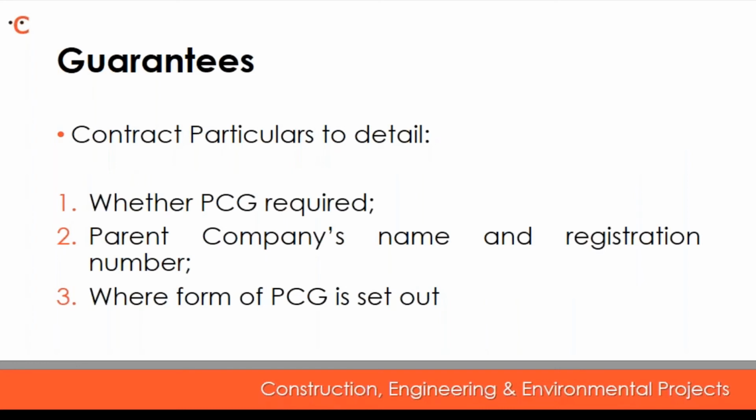Moving on to guarantees now. The contract particulars, again, is where we start out, and within there you're going to need to detail, firstly, obviously, whether or not a parent company guarantee is required. If so, you're going to want to say the parent company's name and their registration number, and lastly, where the form of parent company guarantee is set out. Once again, an annex is the best way to go usually.